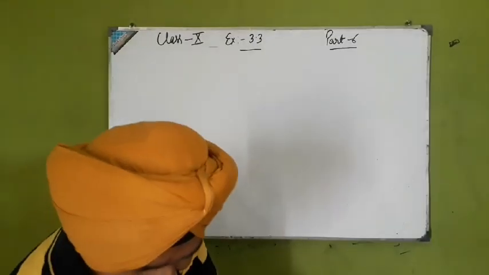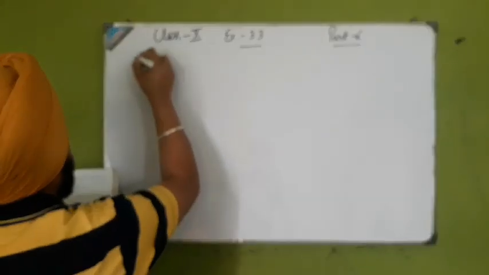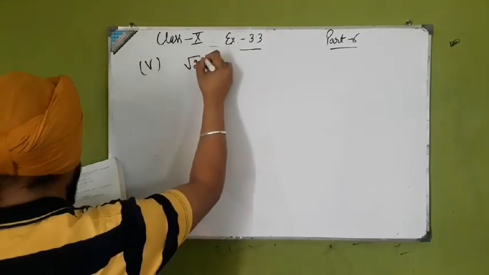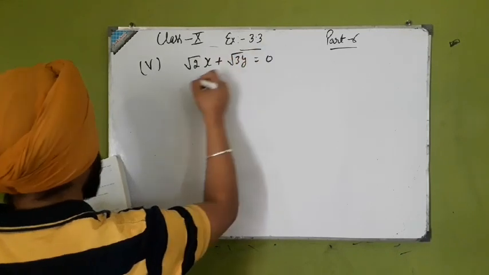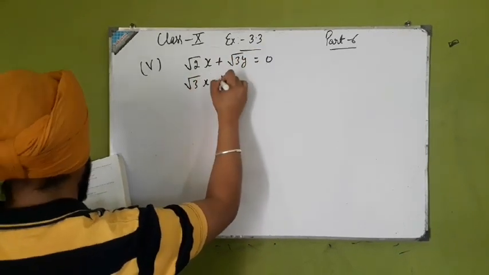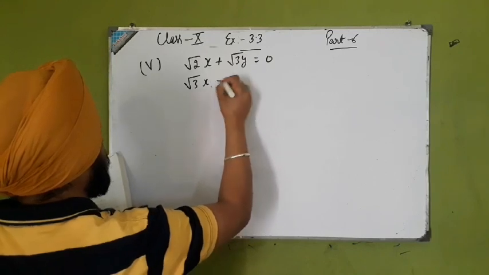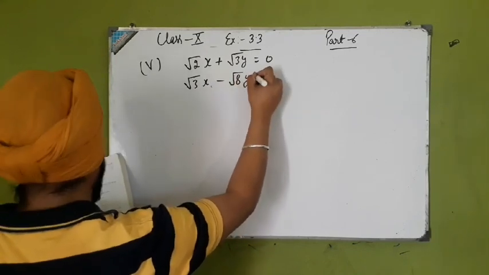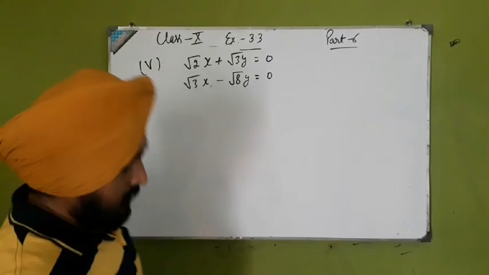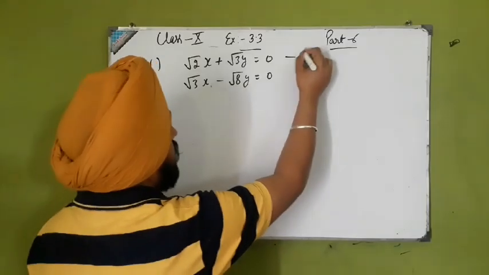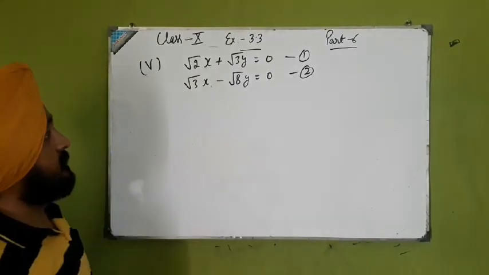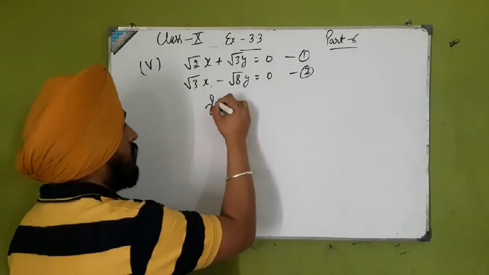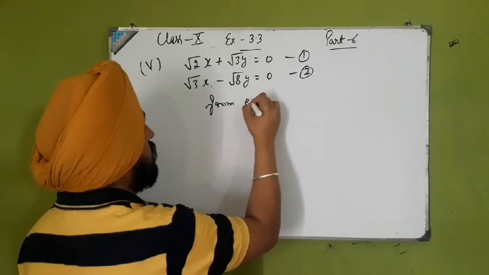Statement given here. Square root 2x plus square root 3y is equal to 0. Square root 3x minus square root 8y is equal to 0. As you know, we have to write the first equation's variable x in the form of variable y.